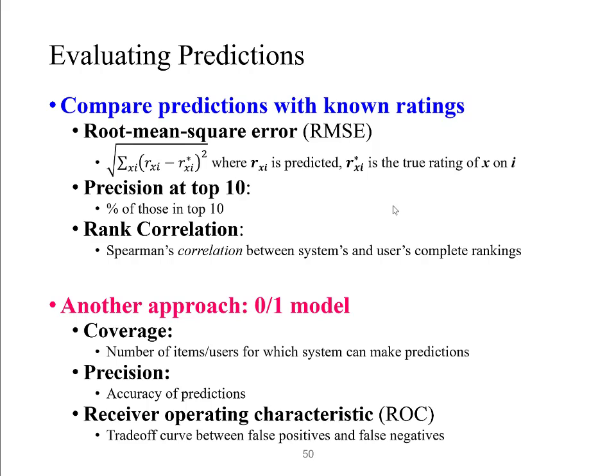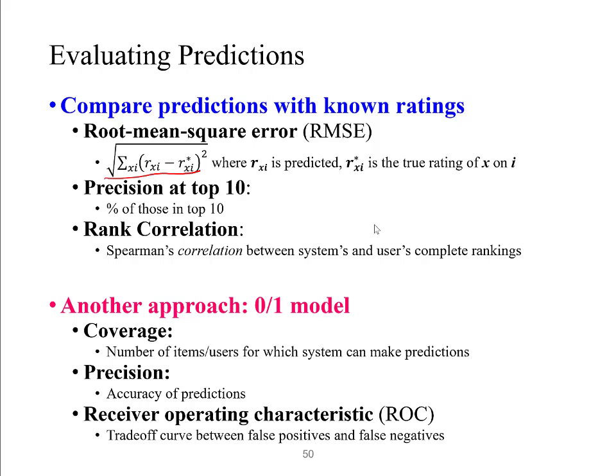The formula of RMSE is like this. Essentially, it is the square root of the mean of the squared differences between the predicted rating and the true rating. Since we have masked the testing data, we do have the true ratings. And this is the most commonly used measurement. But we can also use others.